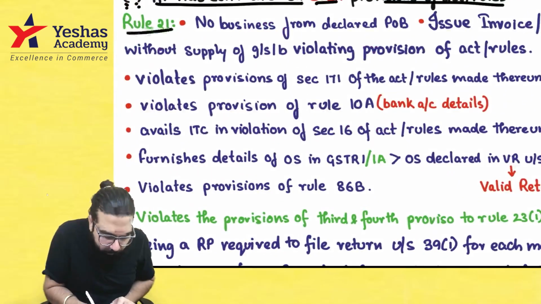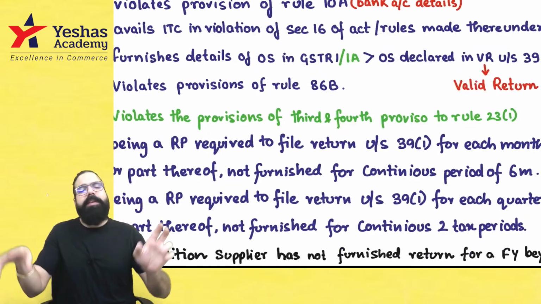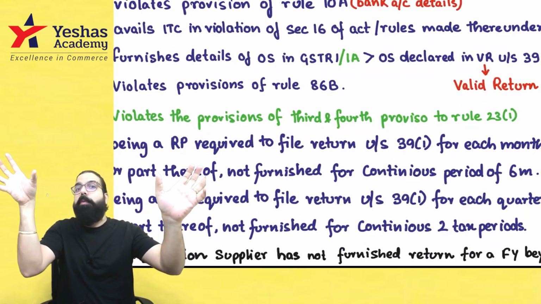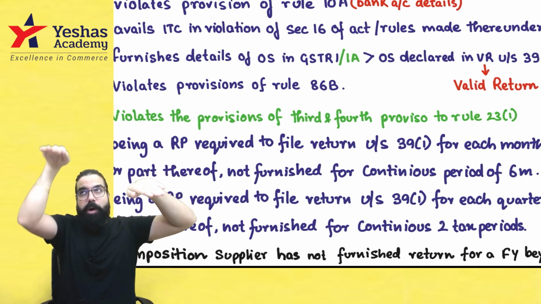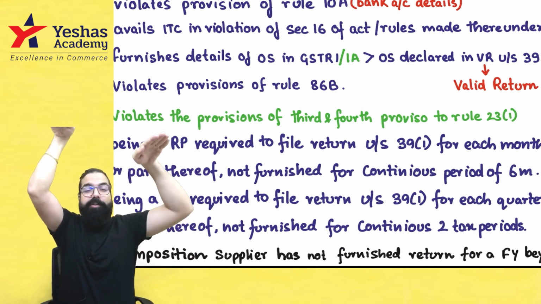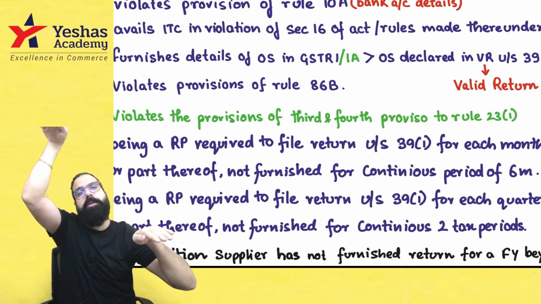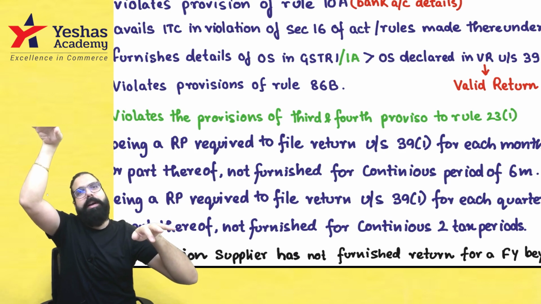Here, in rule number 21, one point used to be there that if in GSTR1 you are showing more turnover, but in GSTR3B you are showing less turnover, passing on more credit, then gone, Baba, gone. They are going ahead and telling we'll cancel.